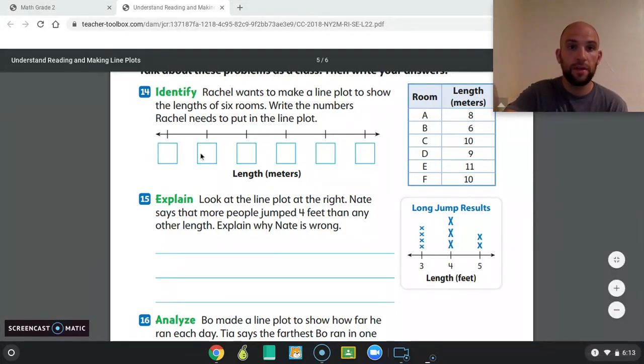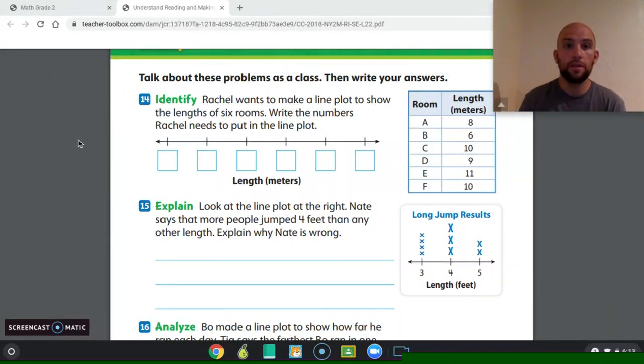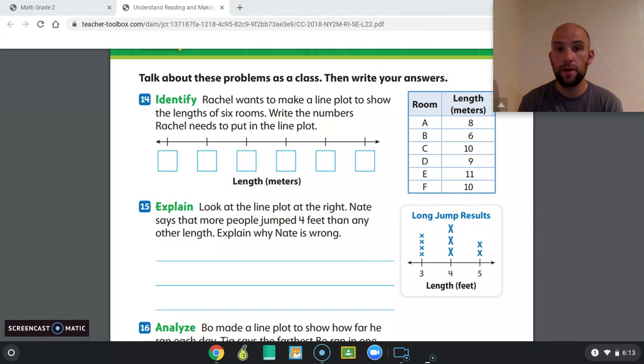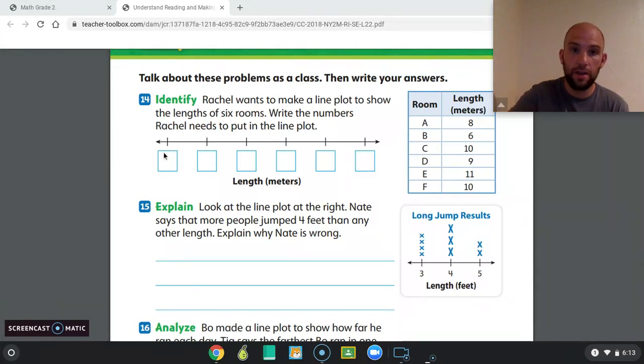So it says Rachel wants to make a line plot to show the lengths of 6 rooms. Write the numbers Rachel needs to put in the line plot. So we have our data right over here. Rooms A, B, C, D, E, and F, and then their length in meters. So what I want you to do is draw this number line here on your paper, and I'll show you exactly how that should look.